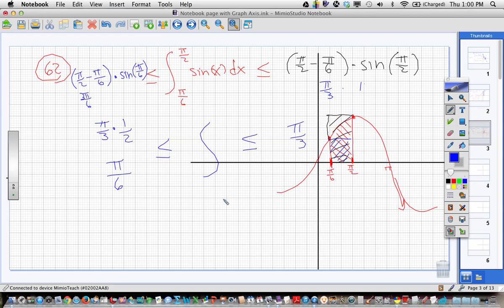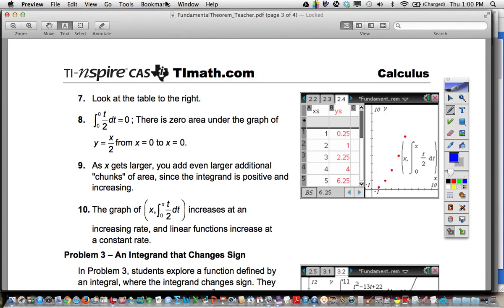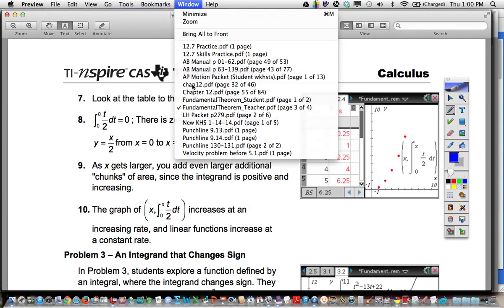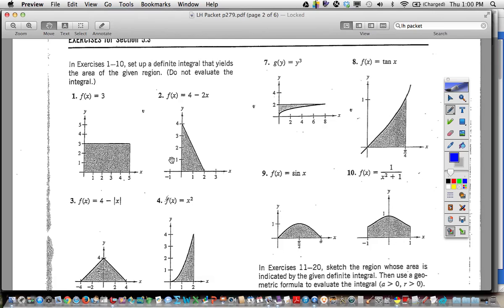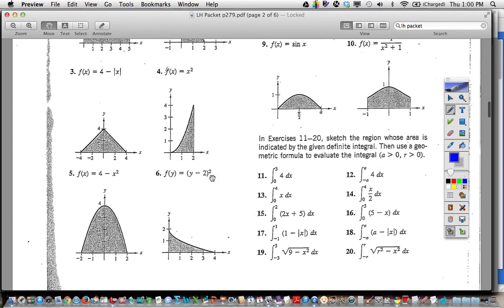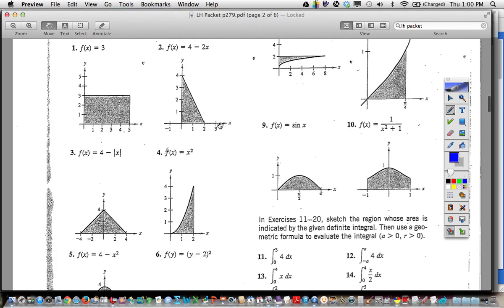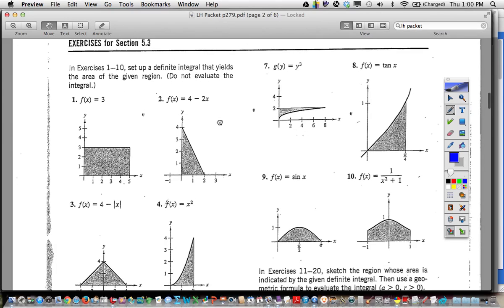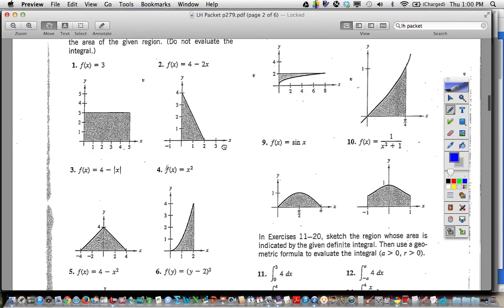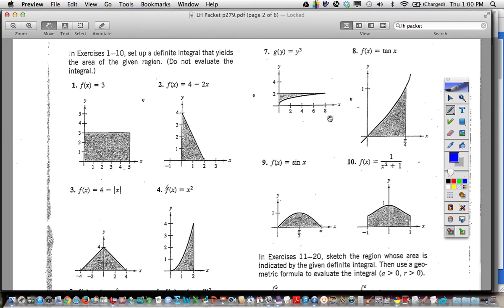All right. Let's look at the packet real quick. I wanted to talk about number 6 and number 7, the ones I told you could kind of skip. Right? So, number 6.